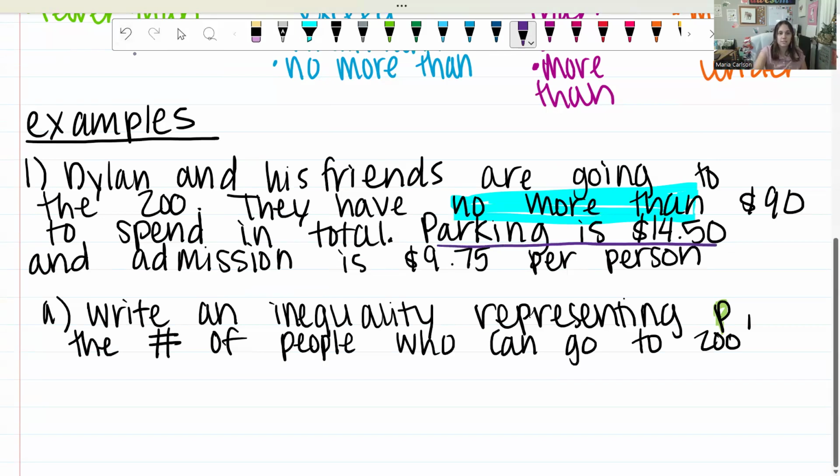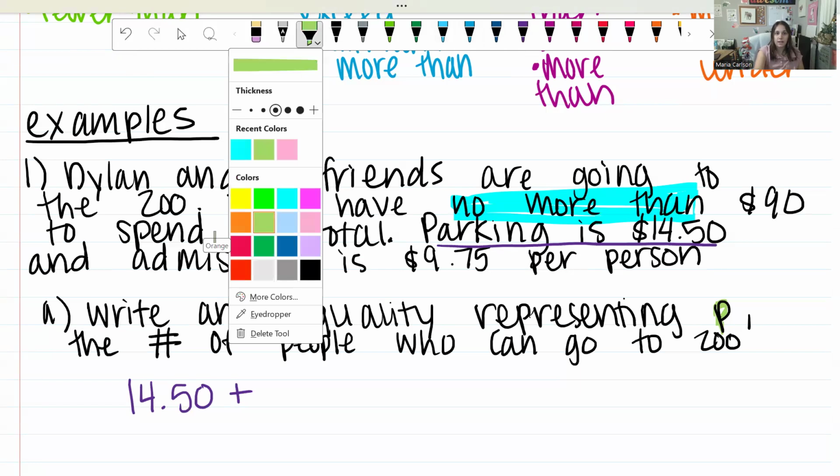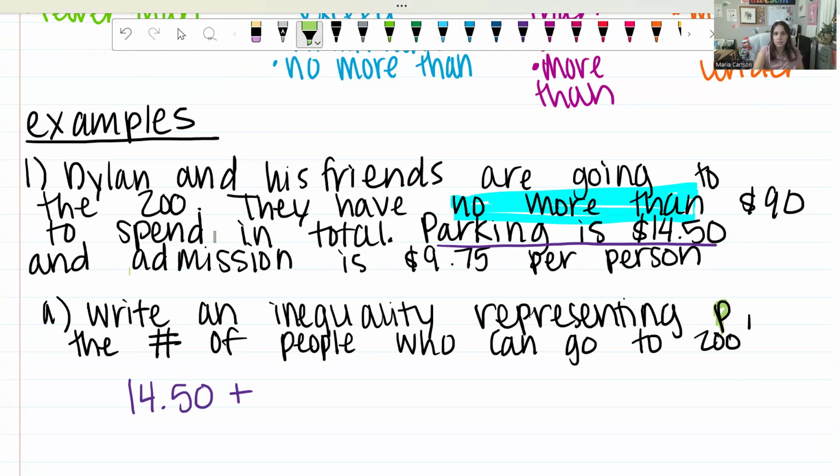So when we're writing this inequality, the money they're going to be spending, they already have to spend that $14.50 as a part of the $90. And then when they go to the zoo, they are going to be buying tickets for each person. And we know that each ticket costs $9.75 per person, right? $9.75 per person.